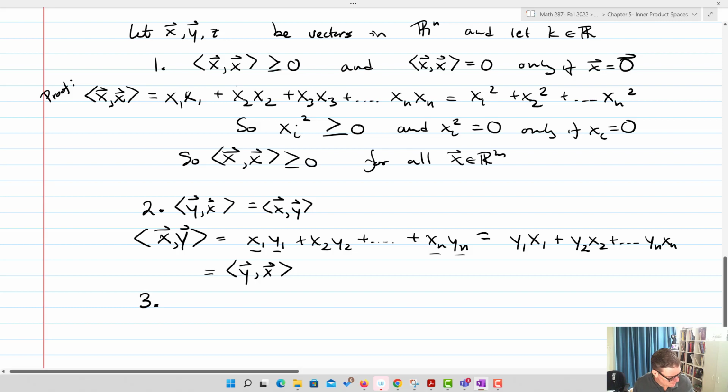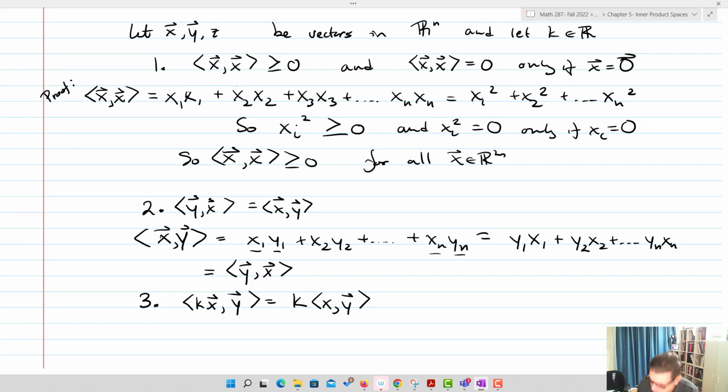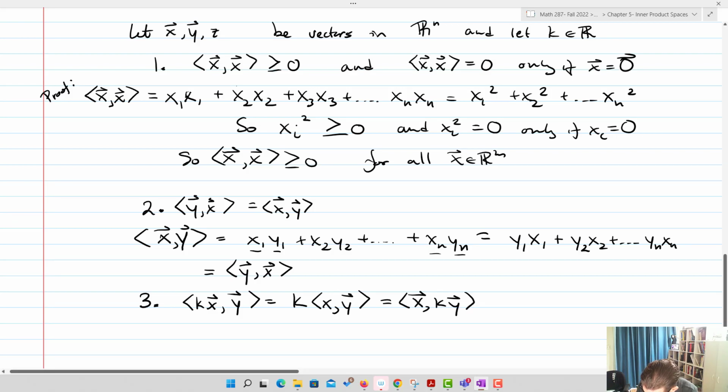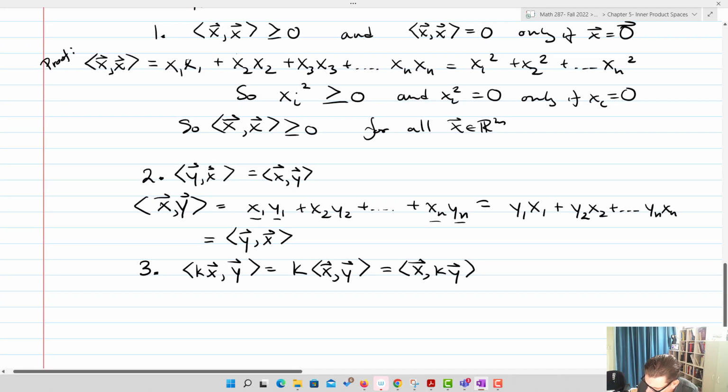Number 3. We have that if I take kx, so I multiply a vector by some scalar k, dotted with y, that's going to equal, now be very careful about this, k times x dotted with y. Which by the way is also equal to, if we wanted to, we could move the k over to the other value too. That works. But you want to be really careful about this, because here's a note: kx dotted with ky is actually equal to k squared times the dot product of x and y. You may remember that from your multivariable calculus class, you may not, but just be careful.